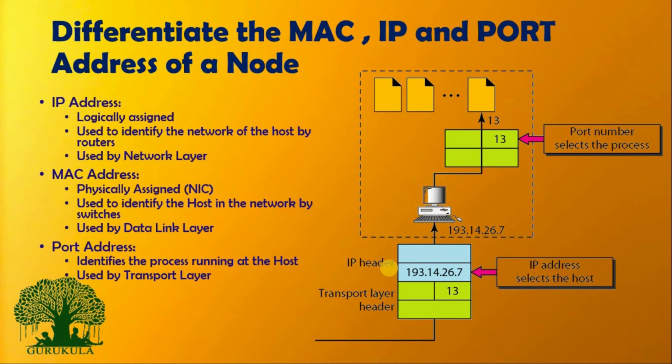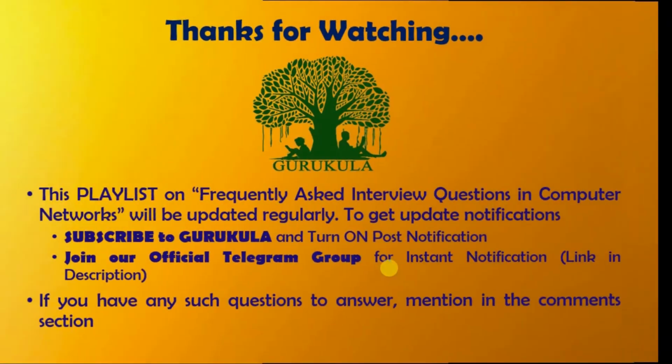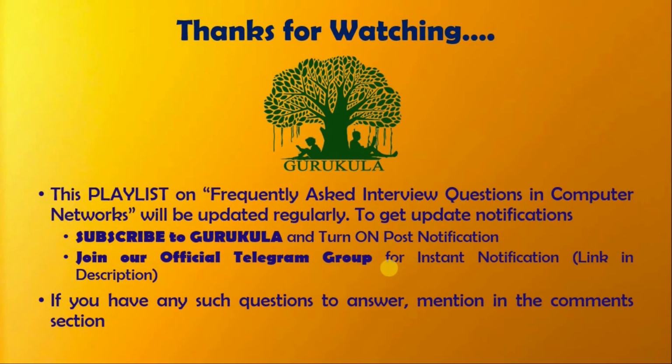So in short, IP addresses are logically assigned. They are used by the routers at the network layer. Next comes the MAC address, which is physically assigned and is used by the switches at the data link layer. And coming to the port address, it is used to identify the process and is used by the transport layer. So now I think you will be very clear with why we have three addresses for one single node that is connected on the internet. We have IP address, MAC address and then the port address, and we now very well know which network and which layer and which devices use what addresses.